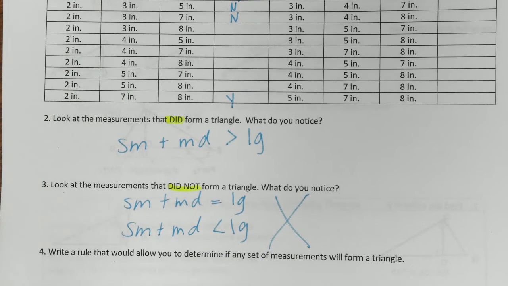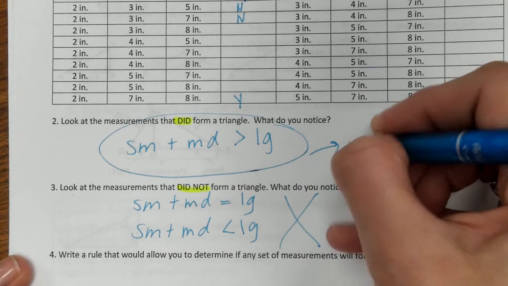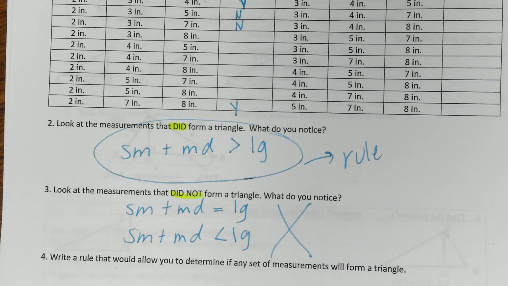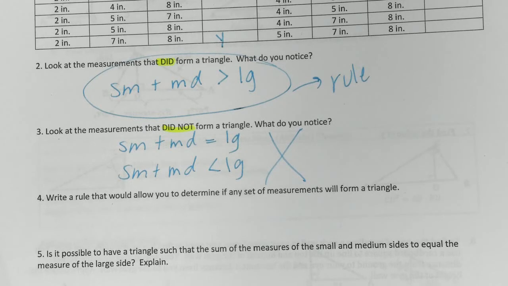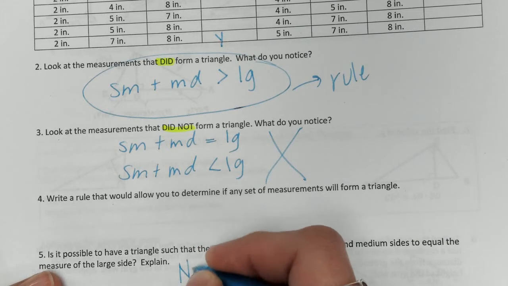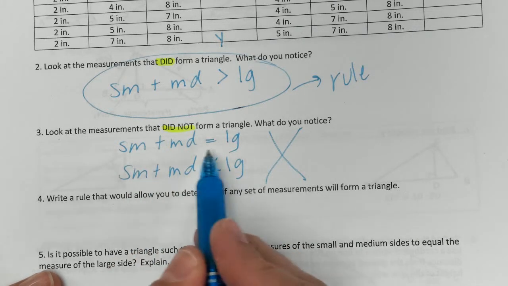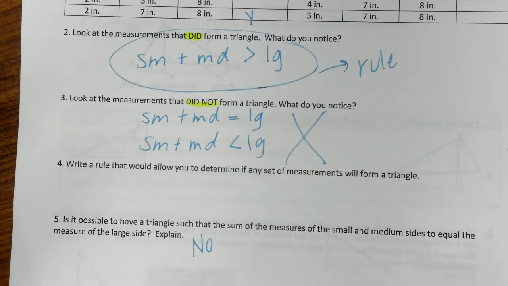Okay? So our big number 4 says write a rule. This is our rule. If you want to rewrite it under number 4, you can, but I just had my kids write that. So this is your rule that you follow. Number 5 is asking, is it possible to have the sum of the small and medium equal to the largest, and asks to explain? The answer is no, and basically our explanation's right here. We found out that it did not form a triangle.